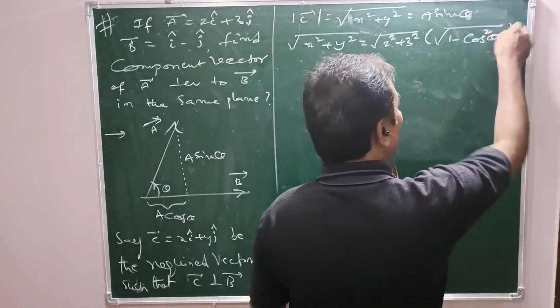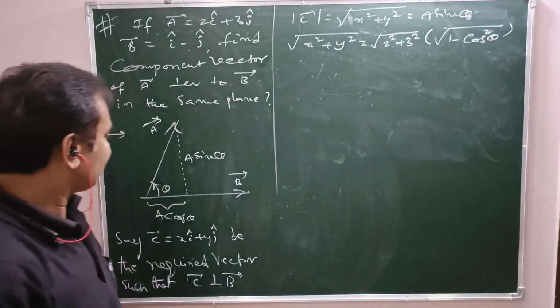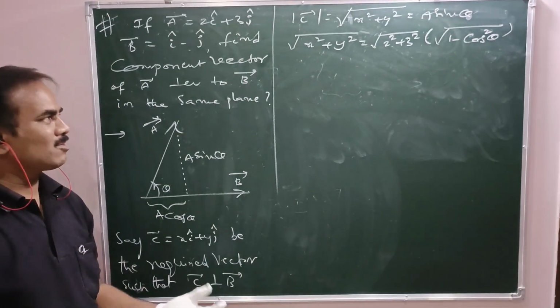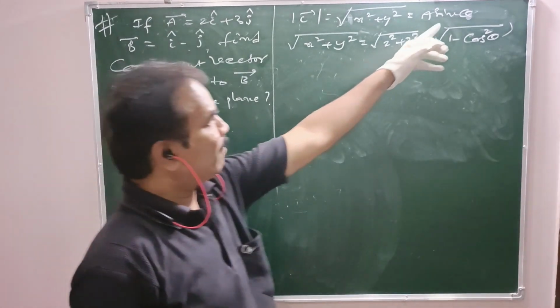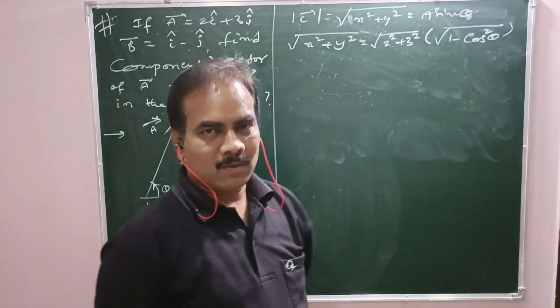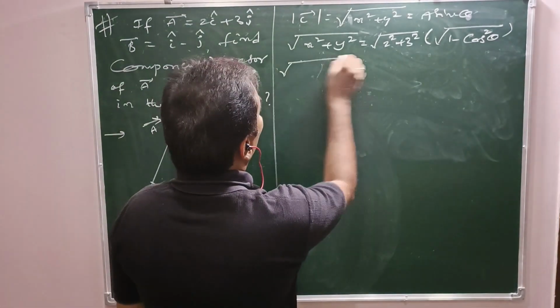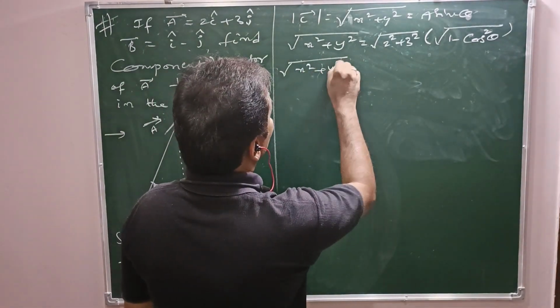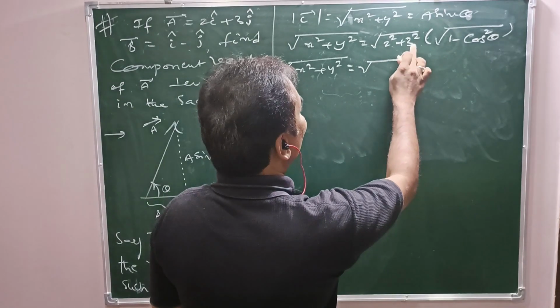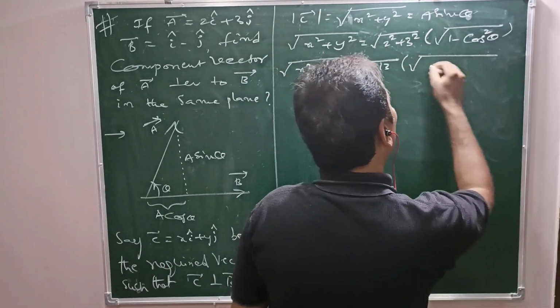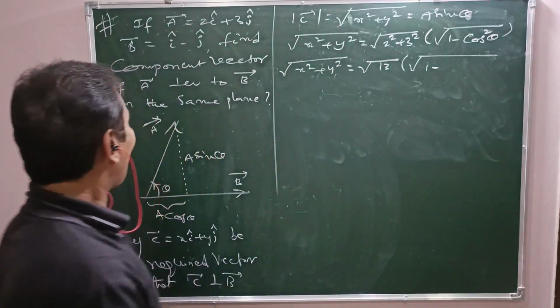Sin theta is root over 1 minus cos square theta. In the dot product we have only the cos component, there is no sin component. That is the reason I am replacing sin theta by root over 1 minus cos square theta. Root over x square plus y square equals root 9 plus 4, that is root 13, into root over 1 minus cos square theta. What is cos theta?